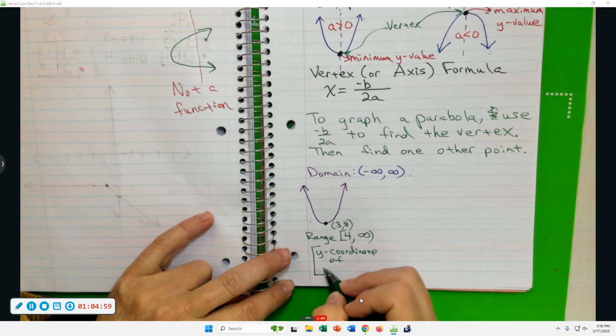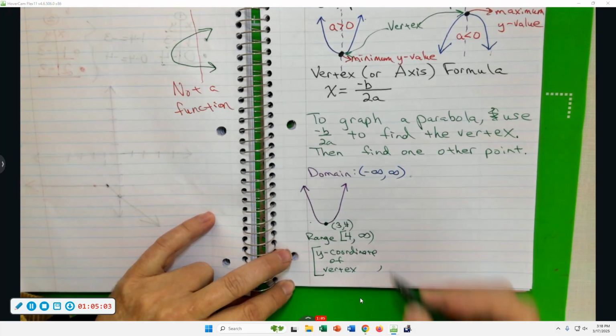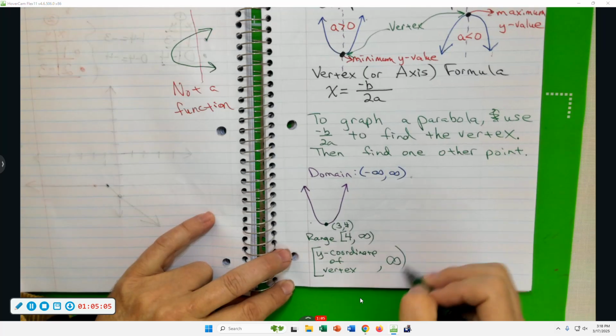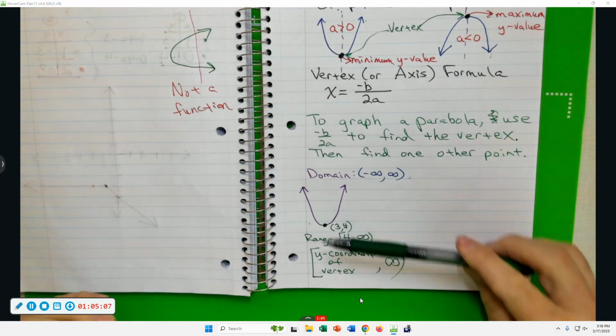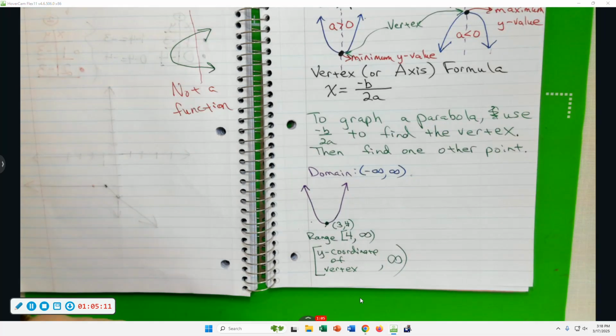Y-coordinate of vertex, comma, then it keeps going and going forever, positive infinity. It starts at the y-coordinate of the vertex and it goes up forever.